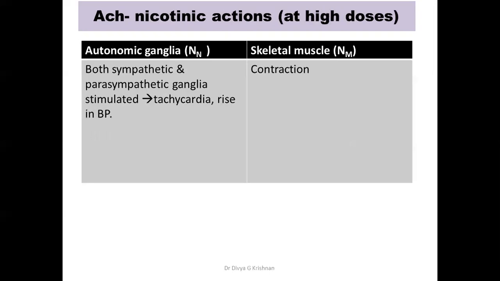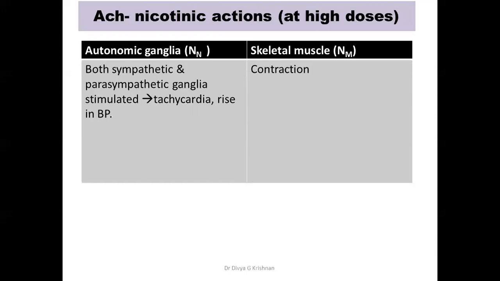Now let us look at the nicotinic actions. Already we know that by its action on the NM receptor, acetylcholine can cause a contraction of the skeletal muscle. Then at very high doses, it can act on the NN receptor present in the autonomic ganglia, and this can lead to the release of catecholamines, and this can lead to an increase in the heart rate and the blood pressure.